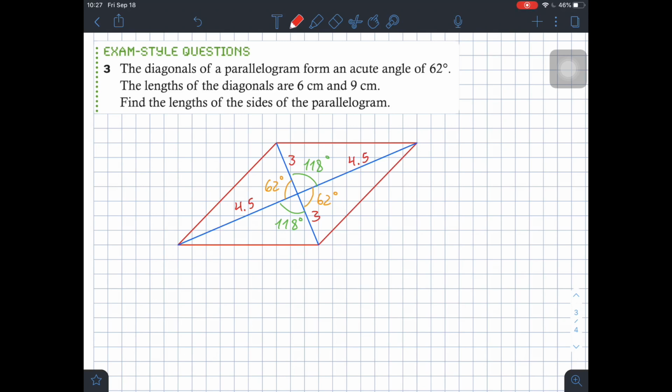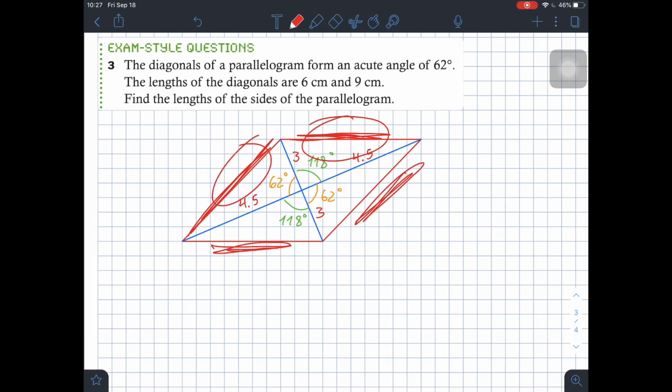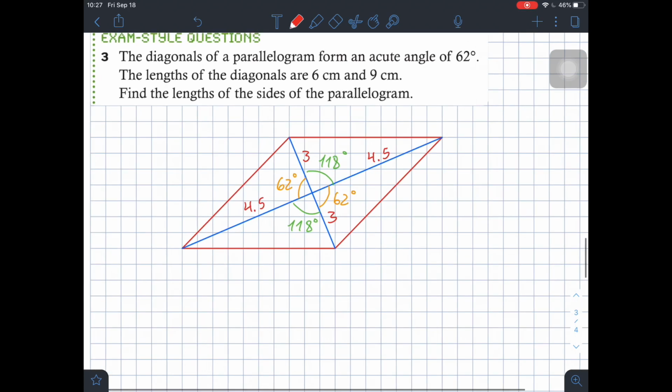So you see that, what do we want to find? Find the length of the sides of the parallelogram. So we want to find this, and we want to find this, basically. We know that this should be the same as this, and that this side should be the same as this side. Okay, so I just need to focus on, maybe I have to solve two triangles, right?